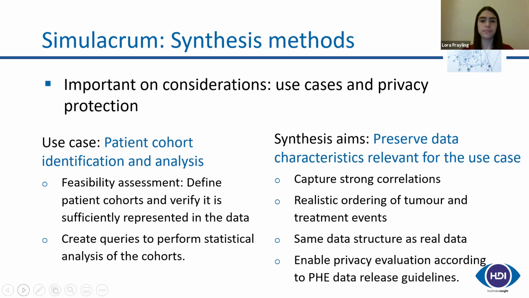So with these points in mind, we aim to preserve the characteristics in the data when generating our new data set. So this would be to capture strong correlations between data variables, realistic ordering of tumors and treatment events, and also to have the same data structure as the real data. And then finally, we want to enable easy privacy evaluation according to the Public Health England data release guidelines. Next slide, please.